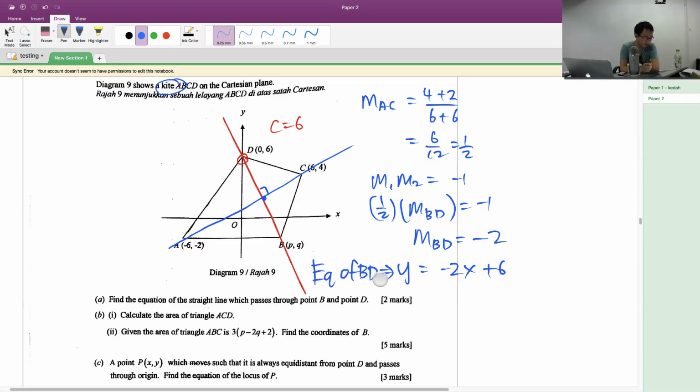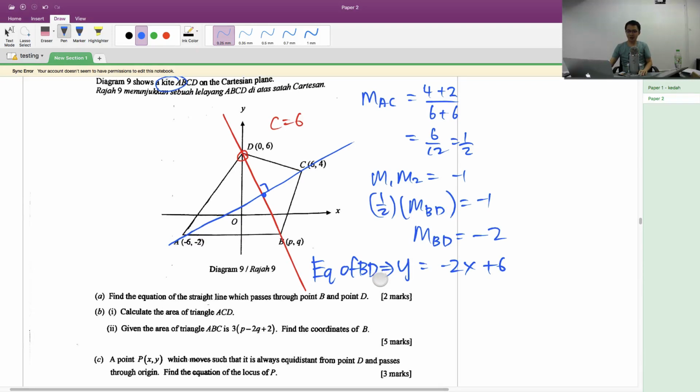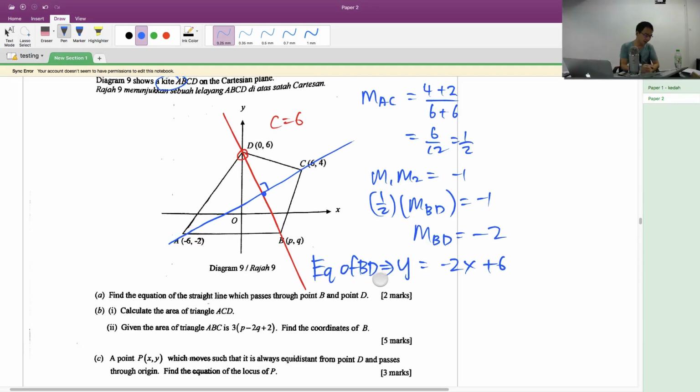Alright. Yeah, you have to think a bit because just now I didn't see the word kite. If I see the word kite, actually there must be perpendicular, then only you can call it a kite. Alright, then the question asks you to calculate the area of ACD. Then you just use the area formula. Half, coordinate A will be negative 6, negative 2, C will be 6, 4, D will be 0, 6. So I repeat, negative 6, negative 2.